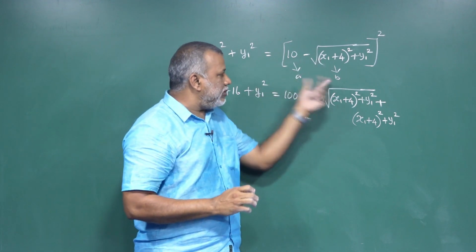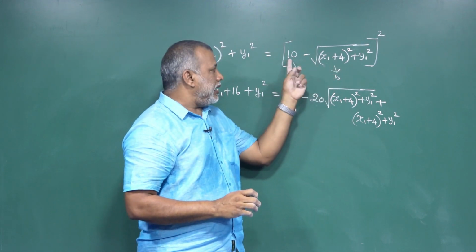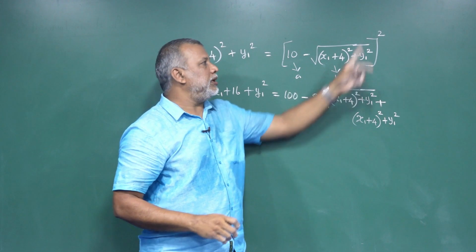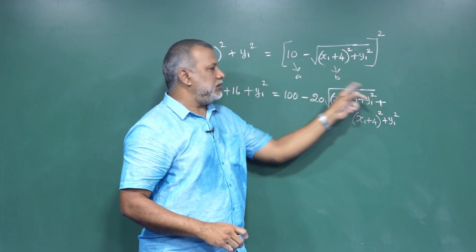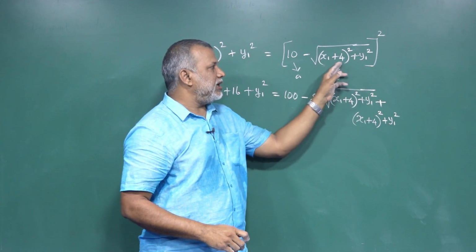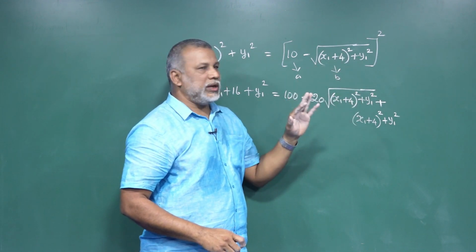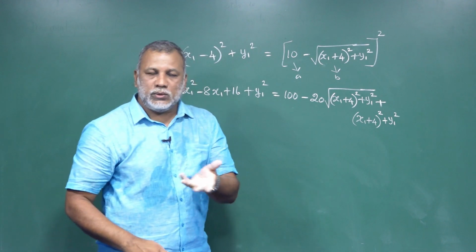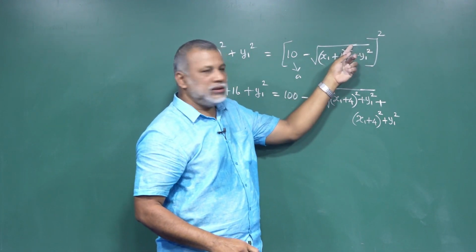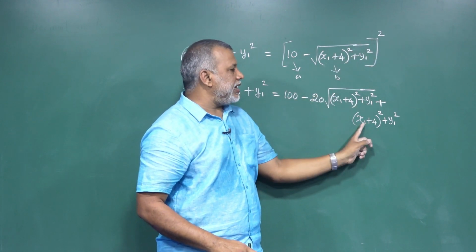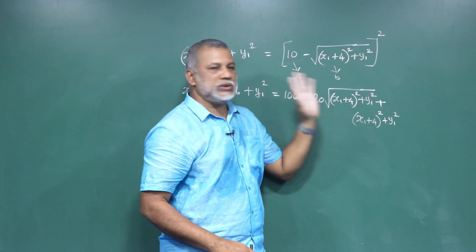So it is in the form of (a − b) the whole squared. a squared means 100, 2ab means 2 into 10, 20. Then b means the square family, that means the root family: (x1 − 4) the whole squared plus y1 squared. Then b squared. What is the meaning of b squared? We are considering this family as b. Then the root and square will be removed. The remaining is (x1 + 4) the whole squared plus y1 squared.